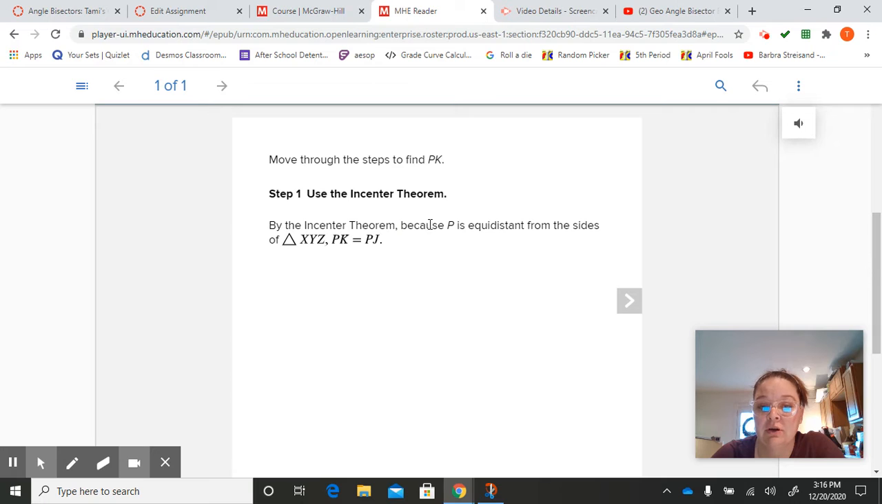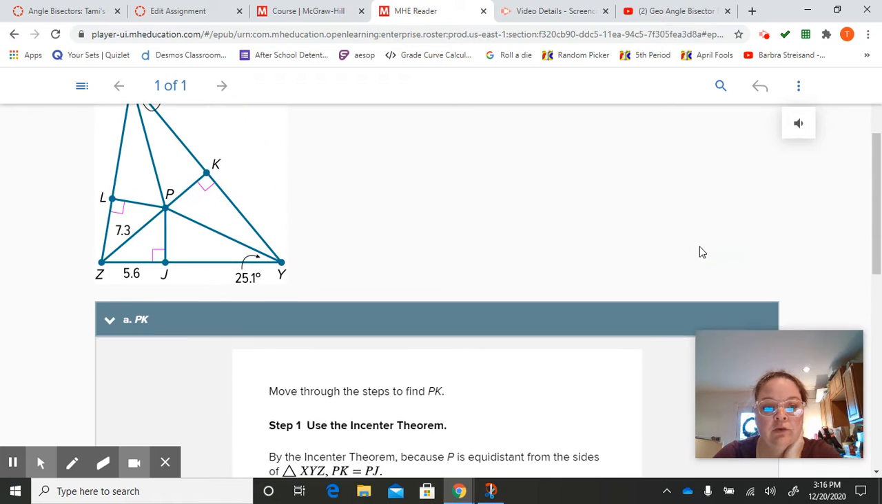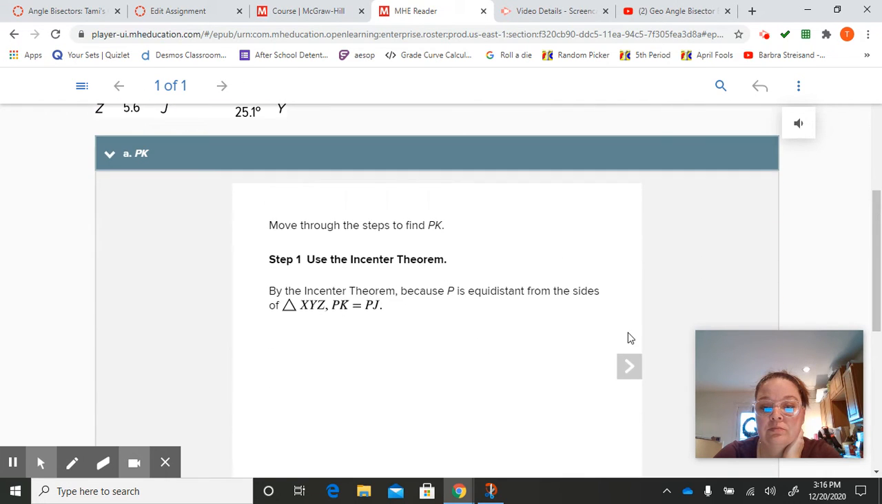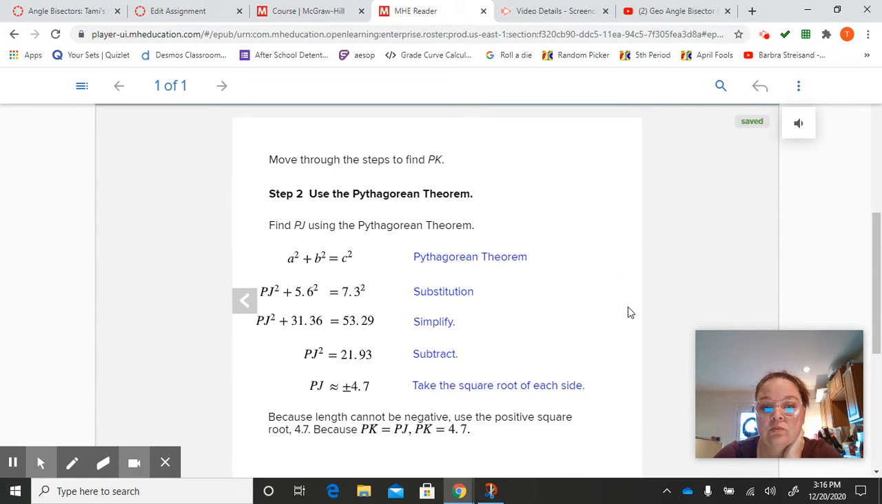By the incenter theorem, because P is equidistant from the sides of triangle XYZ, same distance, PK has to be equal to PJ. Let's go back to our diagram. PK has to be the same as PJ. Using the Pythagorean theorem, we know that PJ squared plus 5.6 squared equals 7.3 squared.